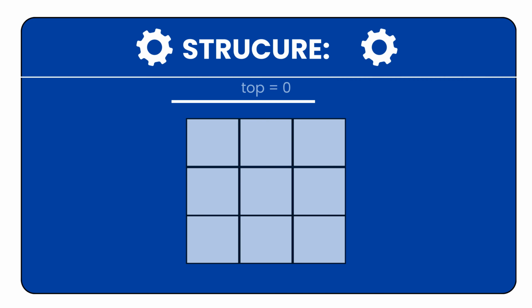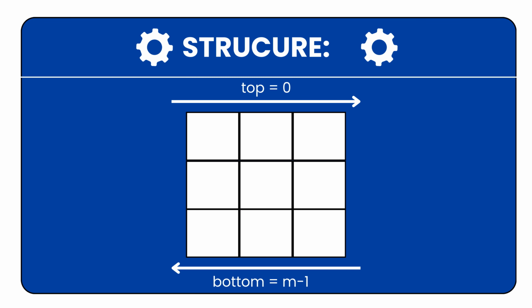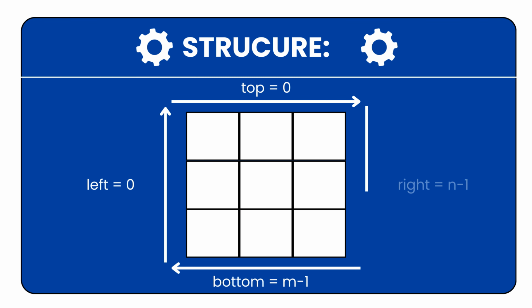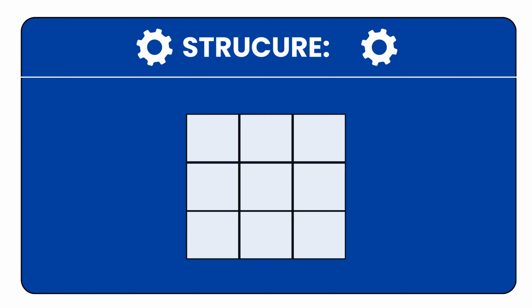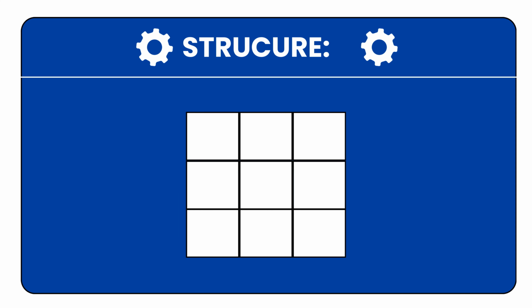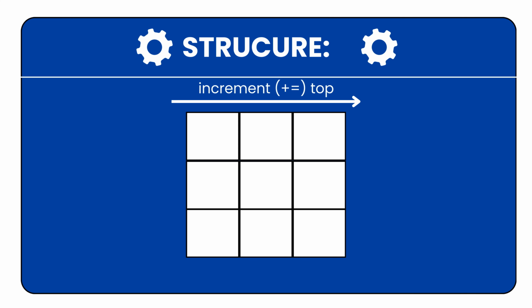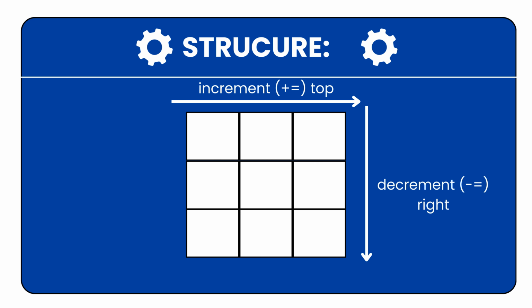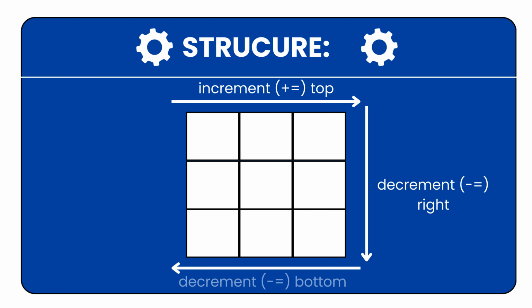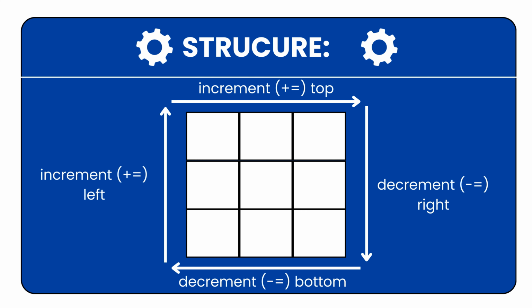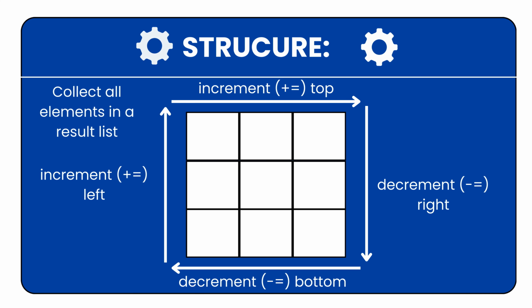Initialize top equals 0, bottom equals M minus 1, left equals 0, right equals N minus 1. While top is less than or equal to bottom and left is less than or equal to right: traverse from left to right along the top, increment top. Traverse from top to bottom along the right, decrement right. If top is less than or equal to bottom, traverse right to left along the bottom, decrement bottom. If left is less than or equal to right, traverse bottom to top along the left, increment left. Collect all elements in a result list.